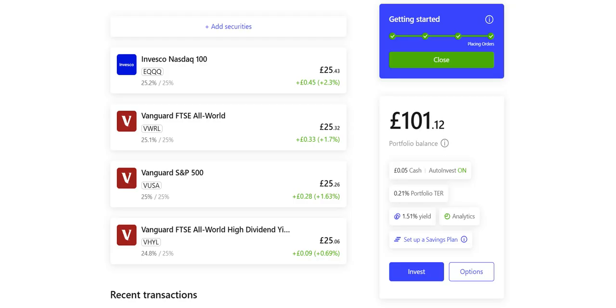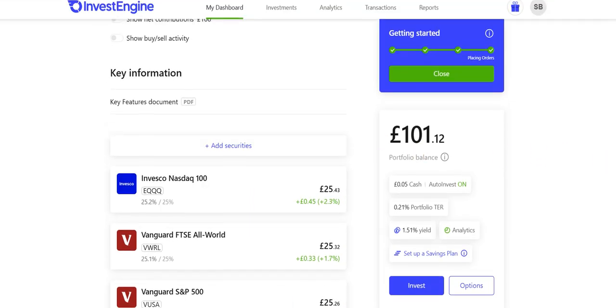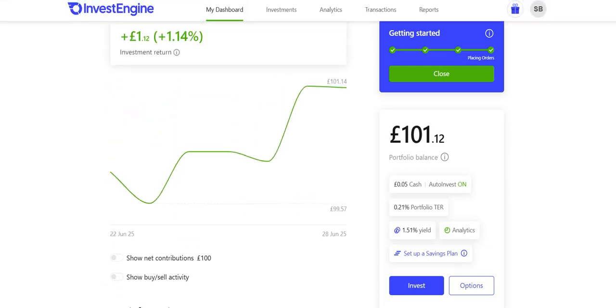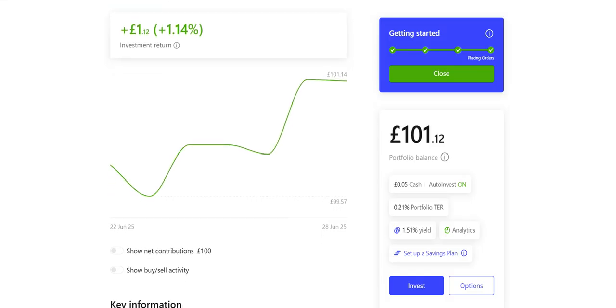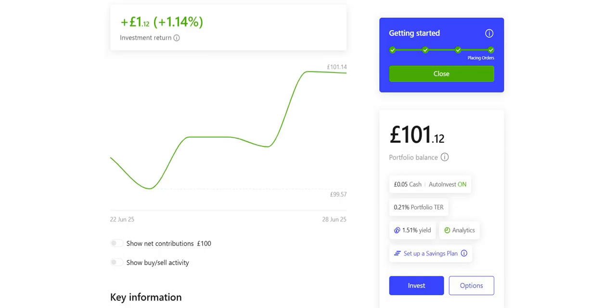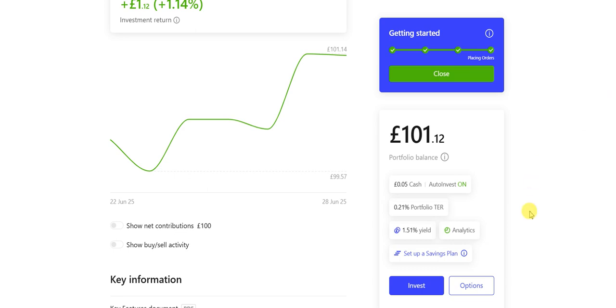So okay, this is a portfolio. I only started this portfolio a week ago and it's up by 1.14%, which I know is not a lot, but that's in a week. And I know there's not a lot in there, but yeah, it is what it is. You can set up a savings plan if you want. You click on here and you can set up a direct debit, weekly or monthly, if you want.